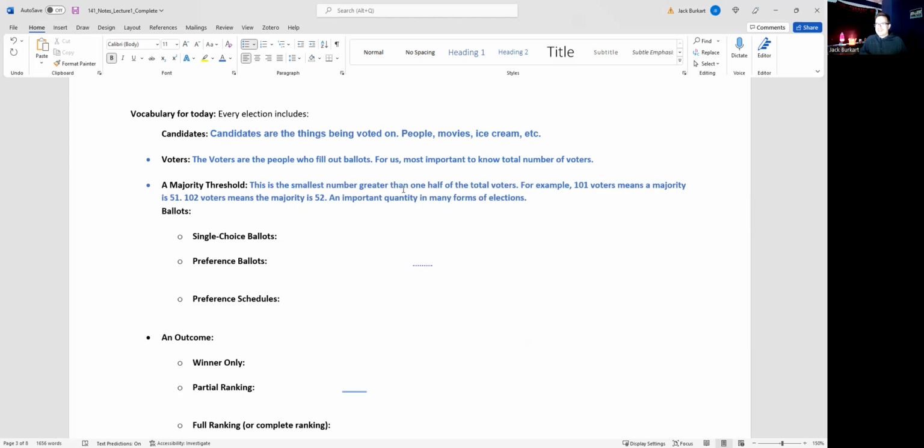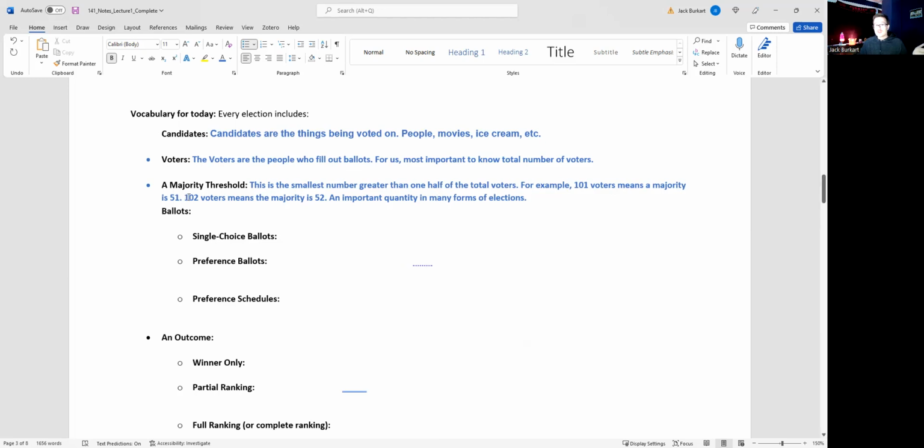So if 4 people agree, they sort of overrule the rest of the group. That's maybe one form of election that we do in our day-to-day life. So basically what this means is that, for example, 101 voters is going to mean that the majority is 51. All I did there was say, what's 101 divided by 2? And I ended up with 50.5. And so I round up. So I get 51 as the majority. That's the smallest number greater than 1/2 the total voters.